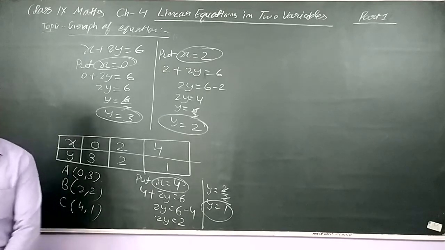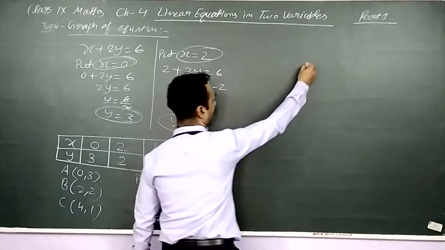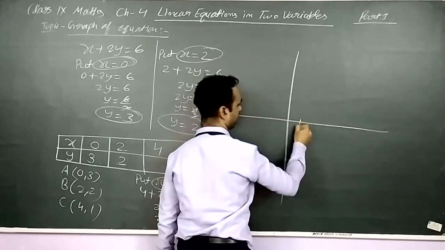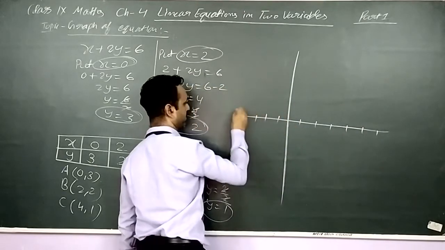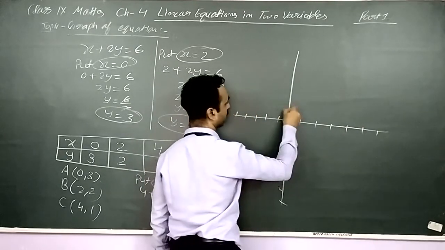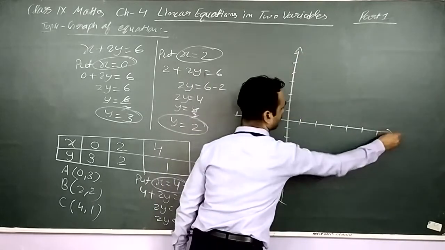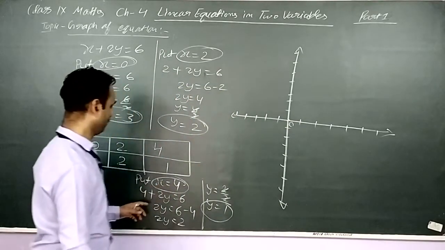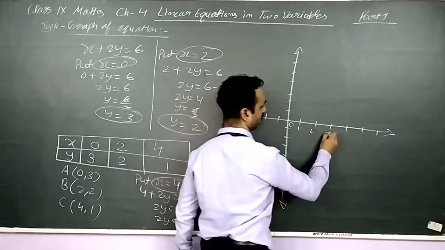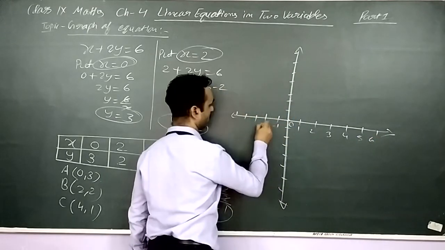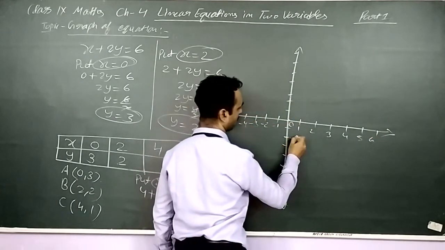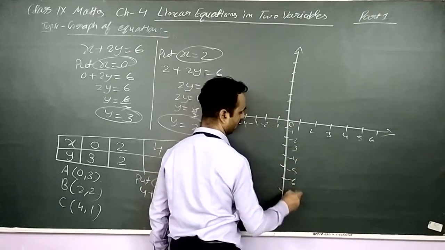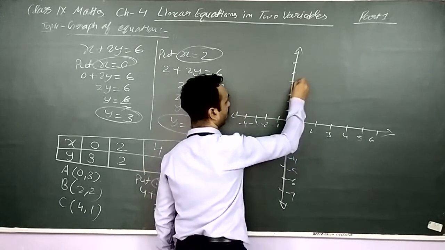Let's plot these 3 points. So this is the origin point, you know, everyone. Now first we write here numbers 1, 2, 3, 4, 5, 6, minus 1, minus 2, minus 3, minus 4, and here minus 1, minus 2, minus 3, minus 4, minus 5, minus 6, minus 7. 1, 2, 3, 4, 5, 6.